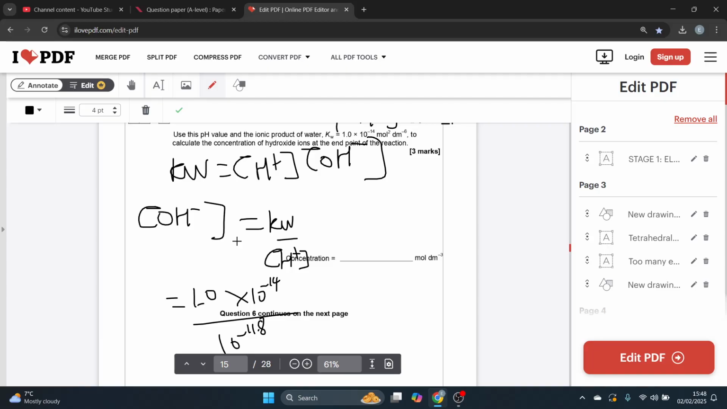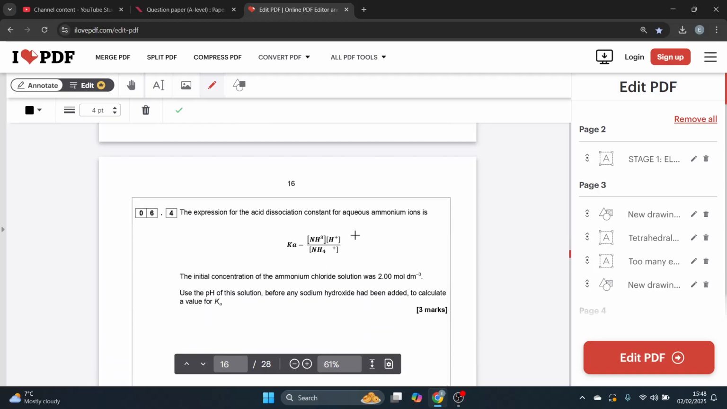6.31 times 10 to the power minus 3 mole per dm cubed. So just find H plus, 10 to the power minus pH, then rearrange the Kw expression, the ionic product of water, to get the OH minus ions. That's it.